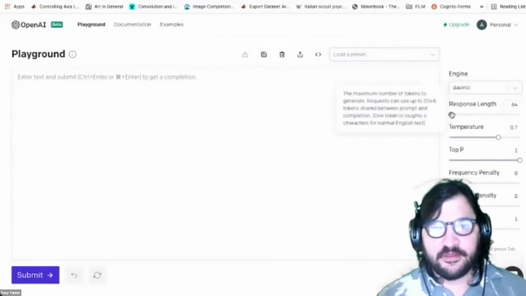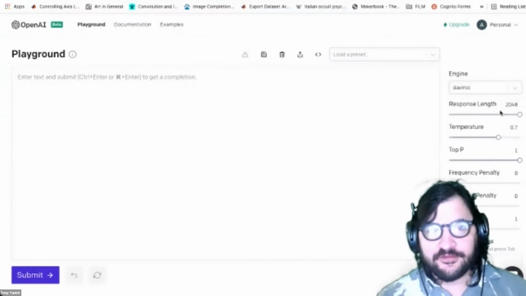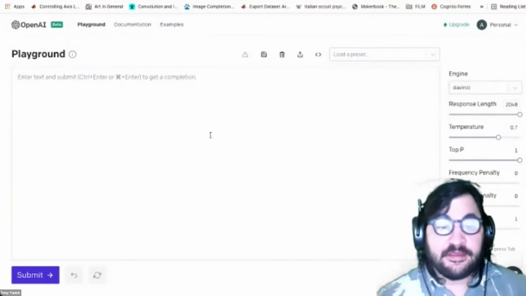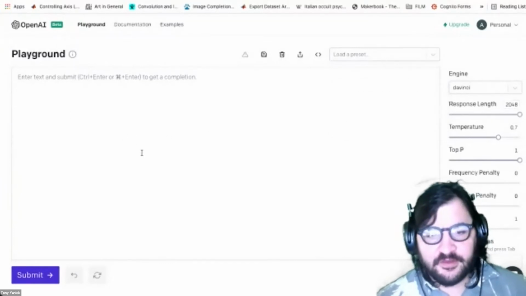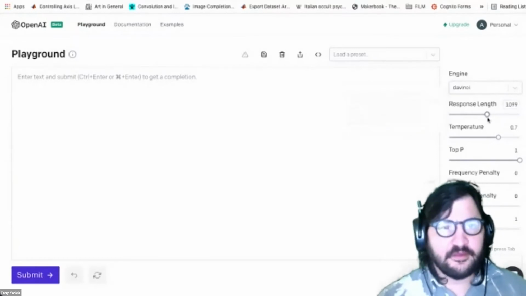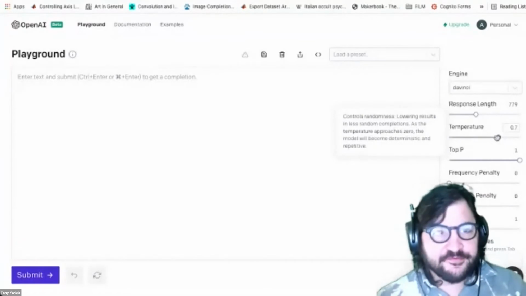Obviously, there's the length that it will produce, and it only does 248 characters, which is a lot, and that includes your input, because the input becomes part of the output. I'll tell you that your temperature controls your randomness.